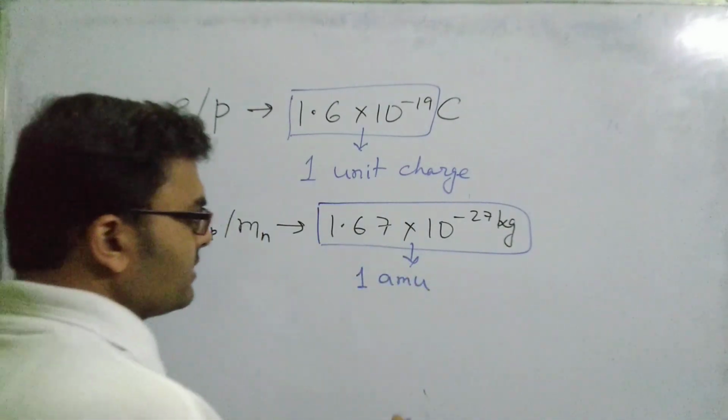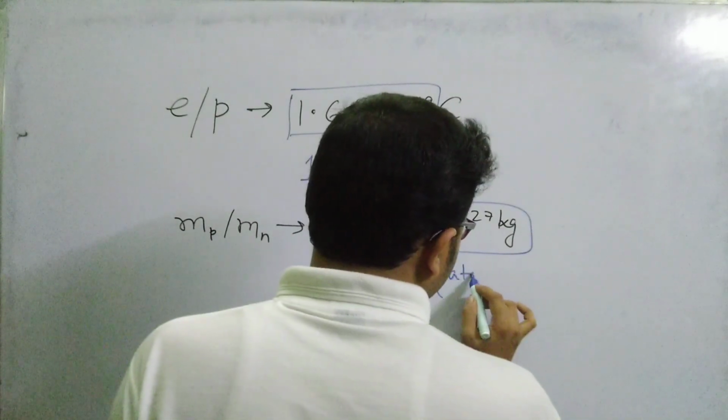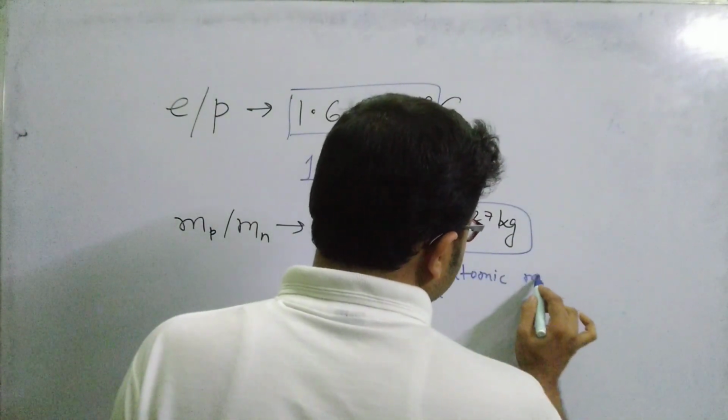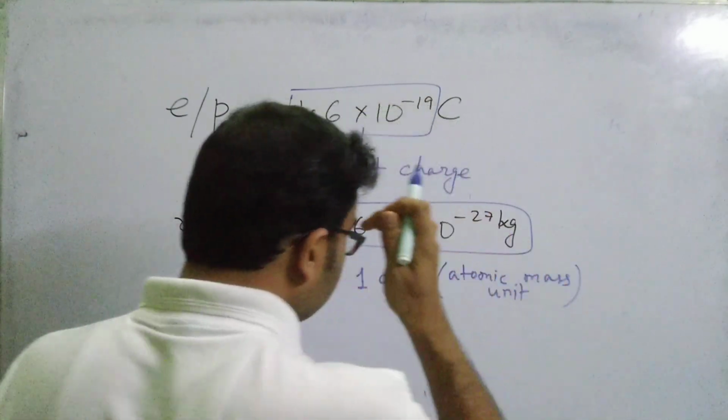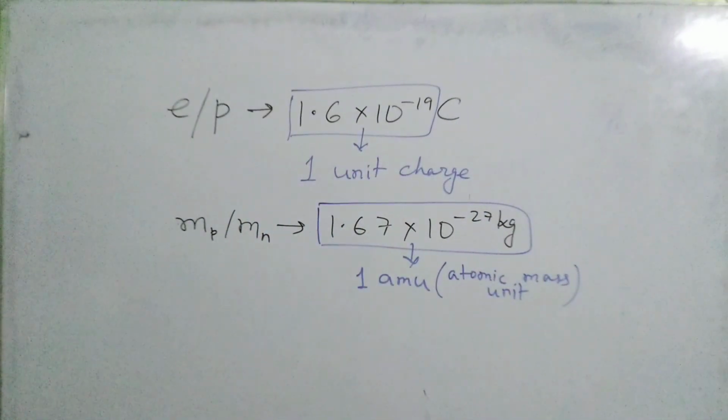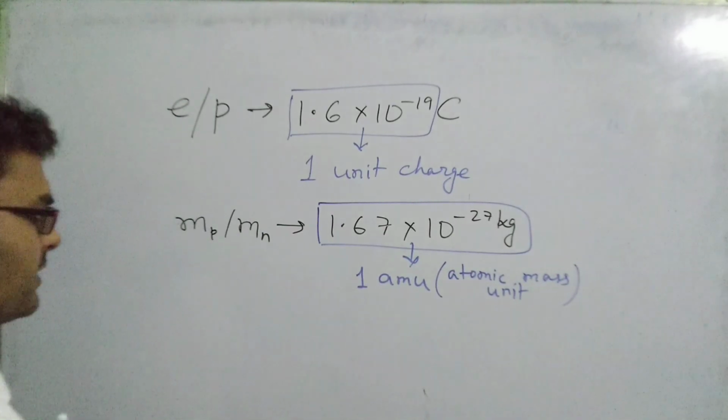Now, what is the full form of AMU? Atomic mass unit. AMU full form is atomic mass unit. Okay, 1 AMU. Now, in comparison to this, we can say that the mass of the proton or neutron is about 1 AMU.